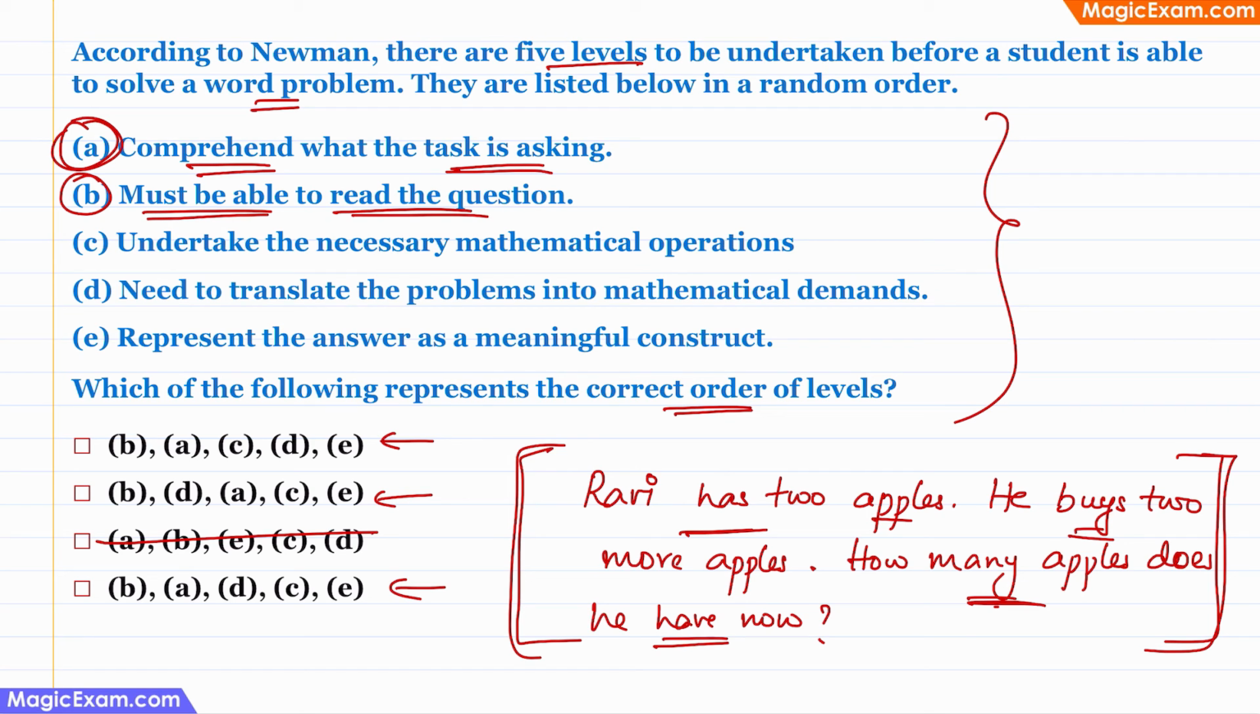So which means that option 2 can be eliminated because it has D here or D here. So which means that option 1 or option 4 can be the correct answers.